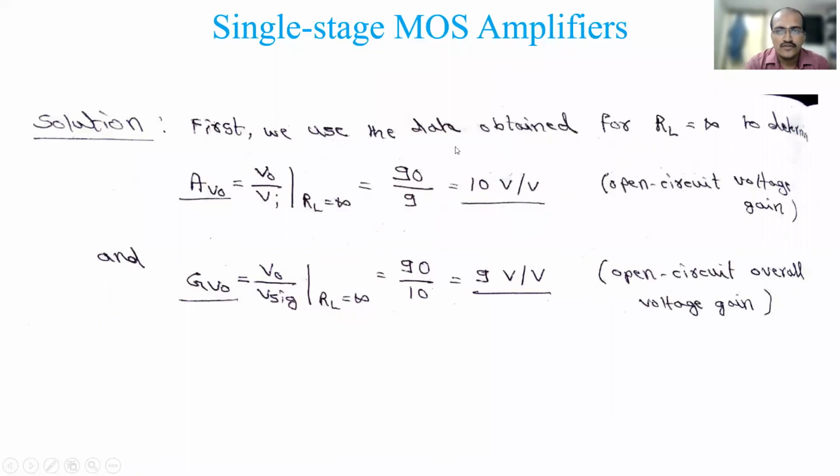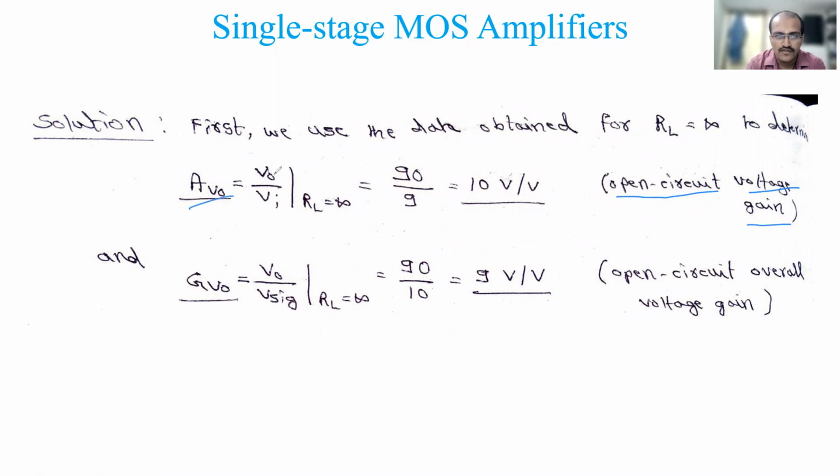So firstly, we use the data obtained for RL equal to infinity. RL equal to infinity means RL is not connected. So you have to refer to the table. Without RL connected, that is AVO. What is meant by this? I have written it for your reference; it is not there in the book. It is called the open circuit voltage gain, denoted as AVO.